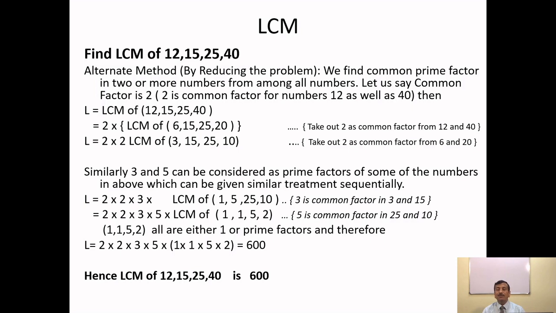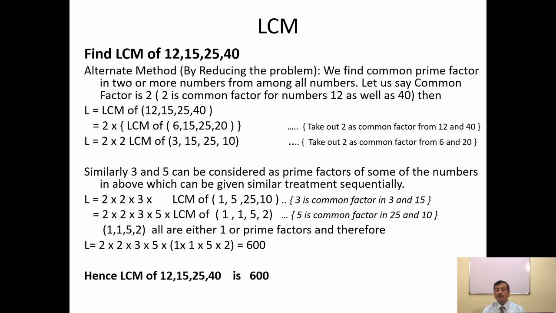Perhaps our aim is to find out the least common multiple. But what we are going to find out here is a common factor among 2 or more numbers. Let's say the common factor is 2. We can see 12 has a factor 2, 40 has a factor 2, but 15 and 25 do not have factor 2. So what we do? L is equal to LCM of 12, 15, 25, 40, which is equal to that common factor 2 we have taken outside, 2 into LCM of the numbers which we got after reducing.